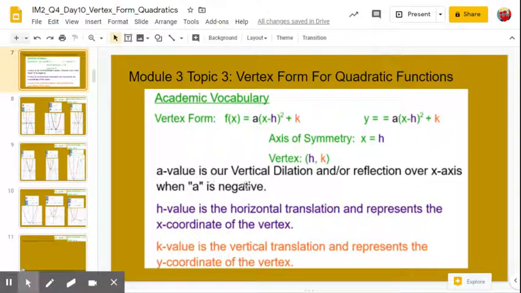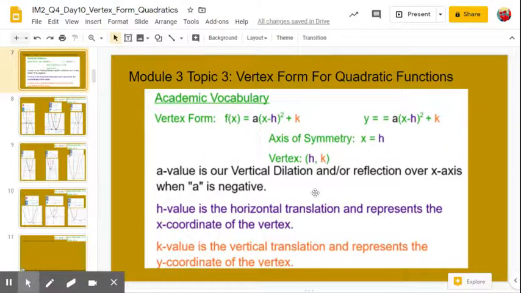The a value, if it's a negative number, then you know there's a reflection over the x-axis. So if the a value is negative, it's reflected over the x-axis, which means the parabola opens down. If the a value is positive, then it opens up.